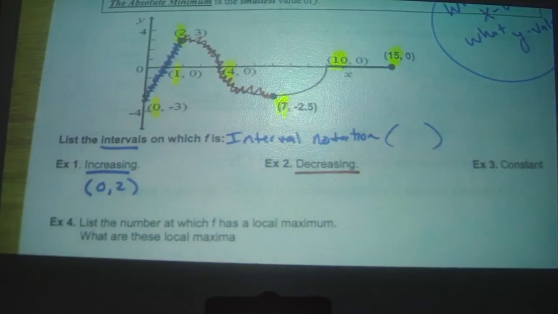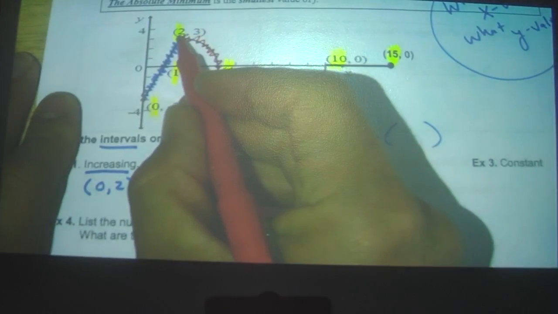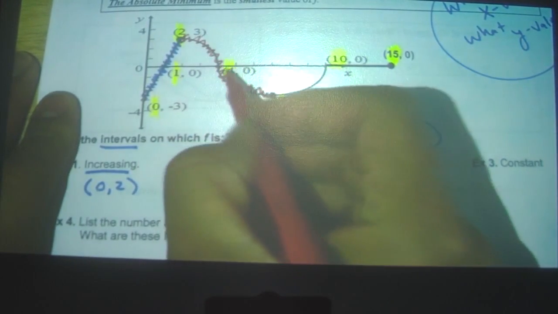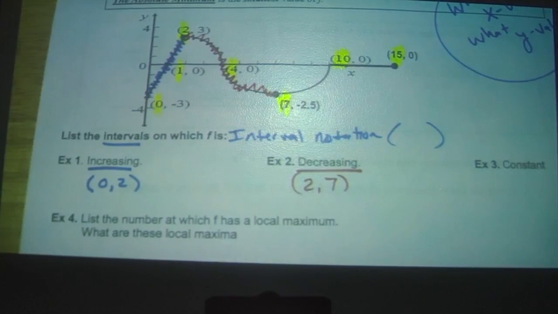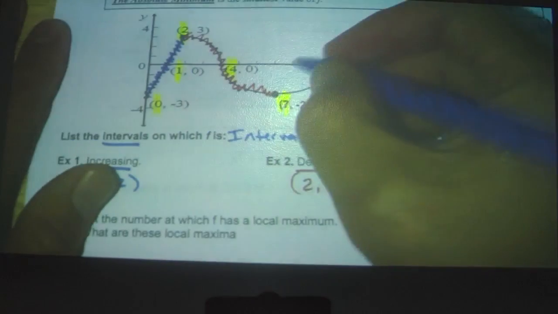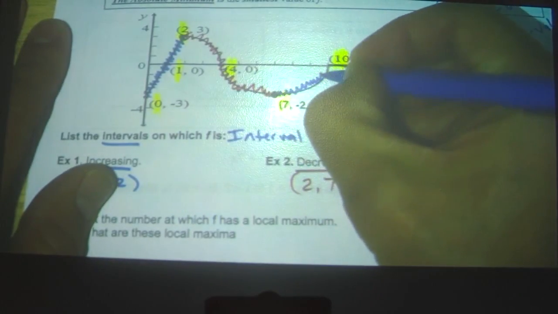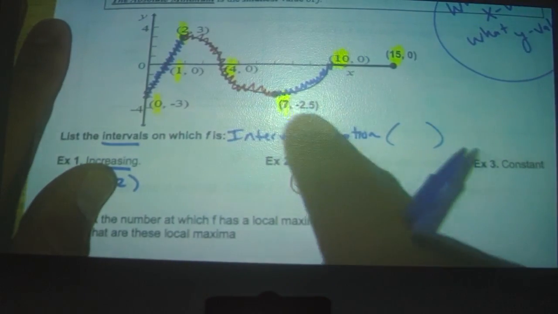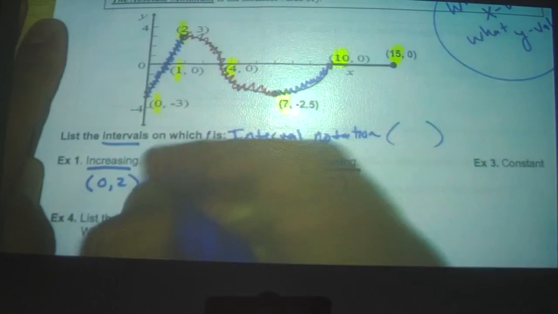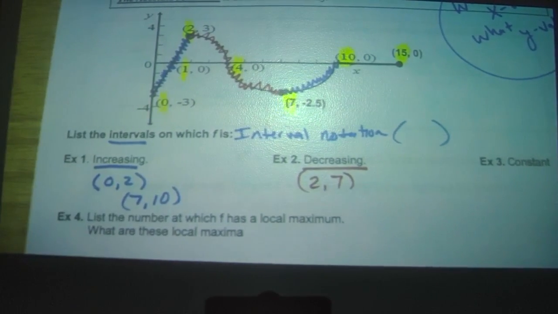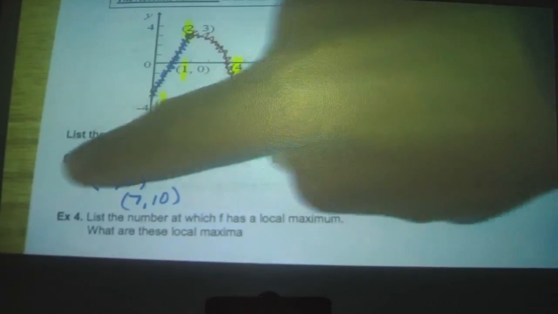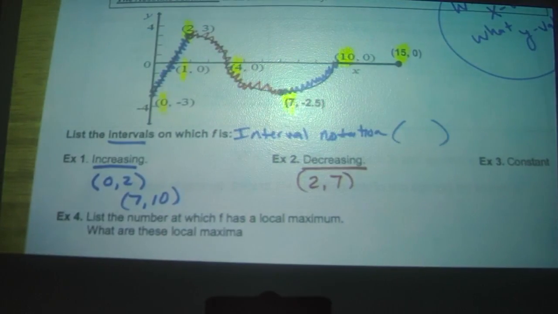2 to 7. Fantastic. So up here at 2, it switches gears from increasing to decreasing, and it goes down. Then the roller coaster ride, we start going up, up, going up, going back to blue, going back to increasing from 7 to 10. So 7 to 10, it's increasing. In MyMathLab, you can put a comma between those intervals. So (0, 2), parentheses around comma, parentheses (7, 10), parentheses.